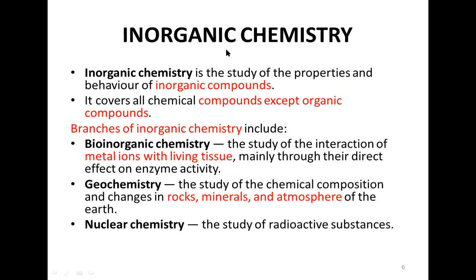So we have already defined inorganic chemistry as the study of inorganic compounds, or the compounds except organic compounds. That means except the carbon atom. I have already defined it. Except the carbon atom, all this study is called inorganic chemistry. And there are further sub branches. The first one is bio-inorganic chemistry. Again, bio means the living things. Inorganic is the metals, or other than the carbon atom. So the study is called the interaction of the metal ions with living tissue.